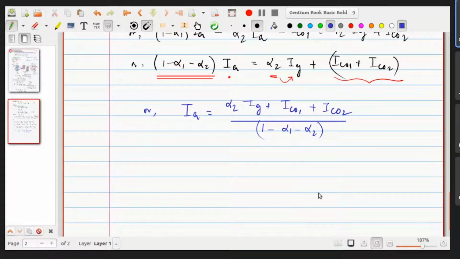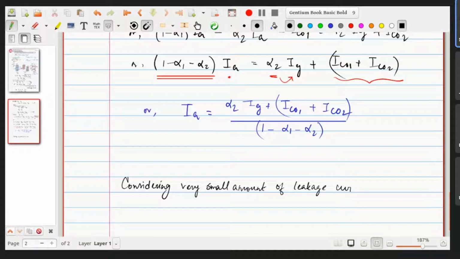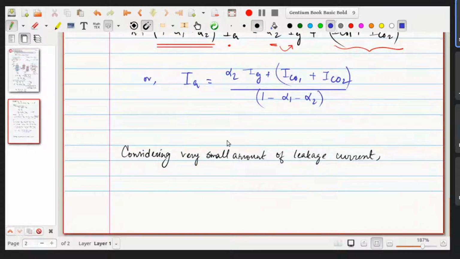So if we now assume that, again, these kind of assumptions over the years we are doing with any of our engineering applications or with mathematical notations, that if the reverse saturation current or the leakage current is assumed to be negligibly small, very, very small, then considering a very small amount of leakage current, our anode current can be represented as alpha 2 IG by 1 minus alpha 1 minus alpha 2.